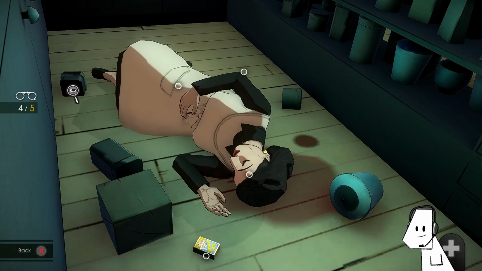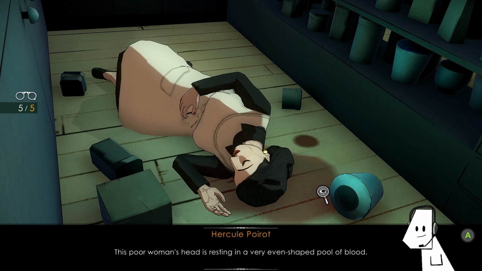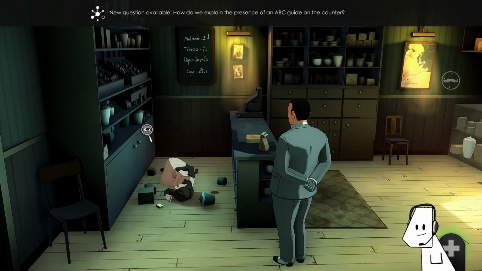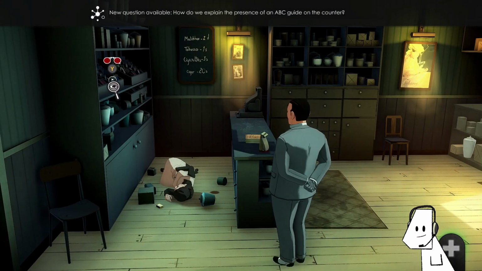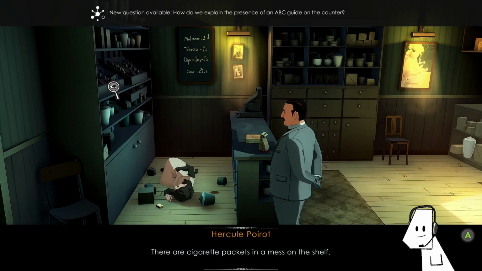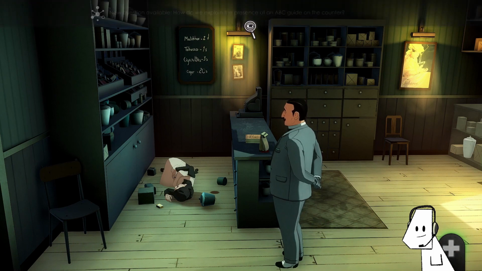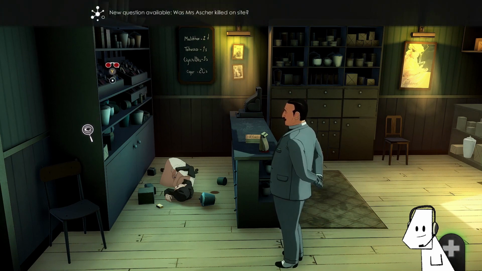Okay. This poor woman's head is resting in a very even-shaped pool of blood. Okay, so we've got all the information about the body. How about back here? There are cigarette packets in a mess on the shelf. I think we might have gathered all of the information that we need. I can't see any more.